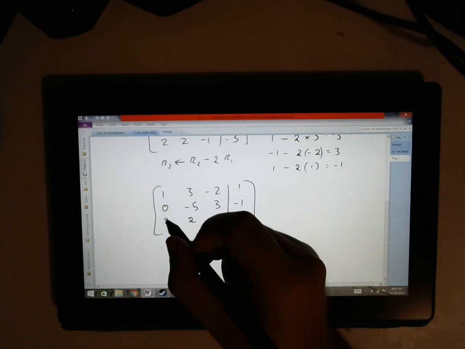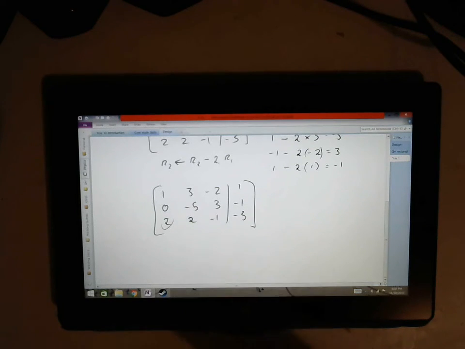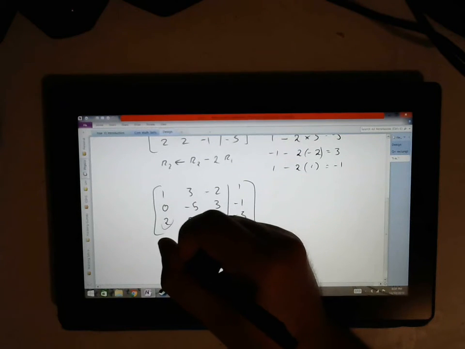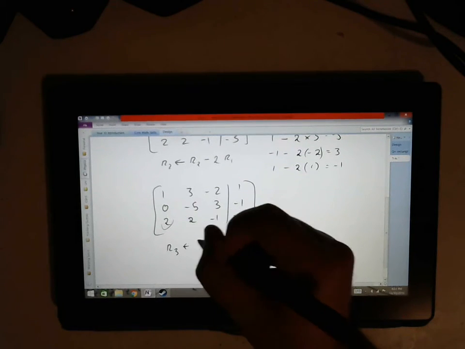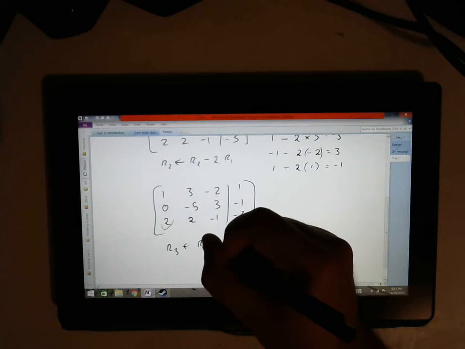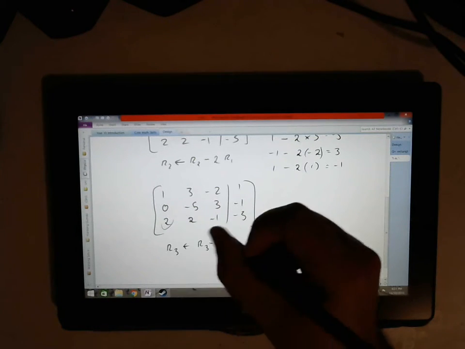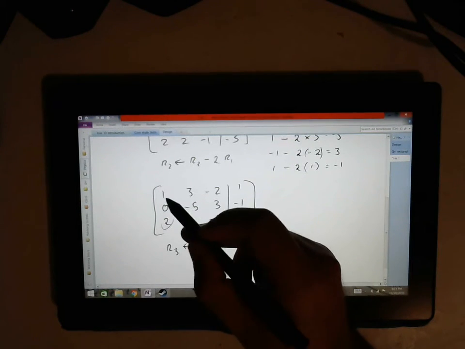So now I want to turn this one. I want to pivot this number here, that 2 there, and turn that into a 0. So let's do the same thing. R3 in this code is coming from R3 take away, what's the pivot? 2. 2 lots of R1.